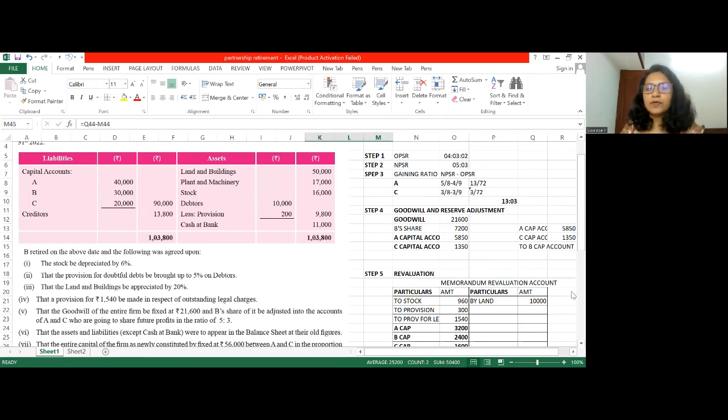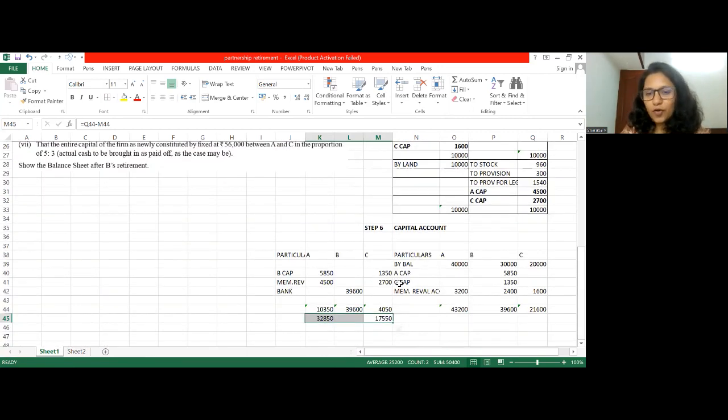So we will not be able to pay the entire amount of B, because for B we need to pay 39,600. The bank balance is only 11,000. So we will keep it as a loan because we will not be able to pay it fully. We'll keep it as B loan as of now.